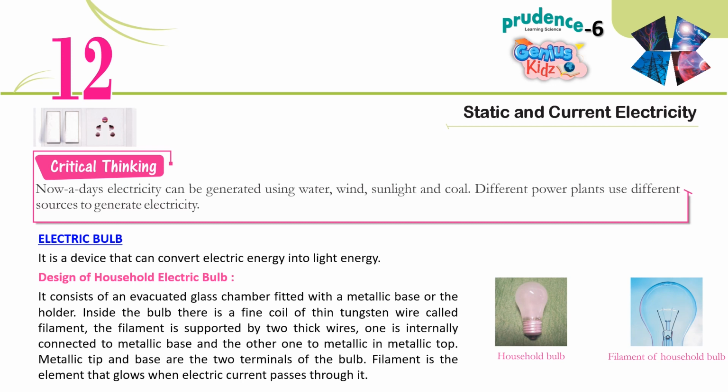The filament is supported by two thick wires. One is internally connected to the metallic base and the other one to the metallic tip. Metallic tip and base are the two terminals of the bulb. Filament is the element that glows when electric current passes through it.